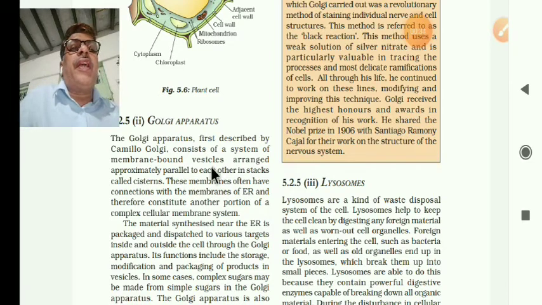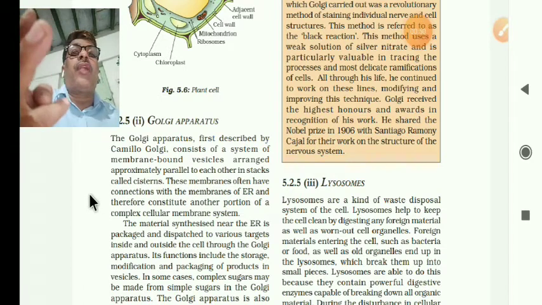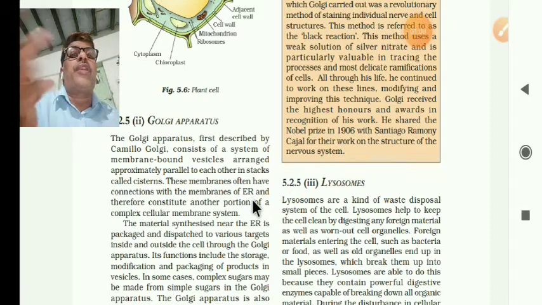It is a system of membranes. It consists of a system of membrane-bound vesicles. Membrane-bound vesicles means compartments, arranged approximately parallel to each other in stacks, like a rod shape in stacks parallel to each other. That is called cisternae. These membranes often have connection with the membranes of the endoplasmic reticulum, and therefore constitute another portion of the complex cellular membrane system.